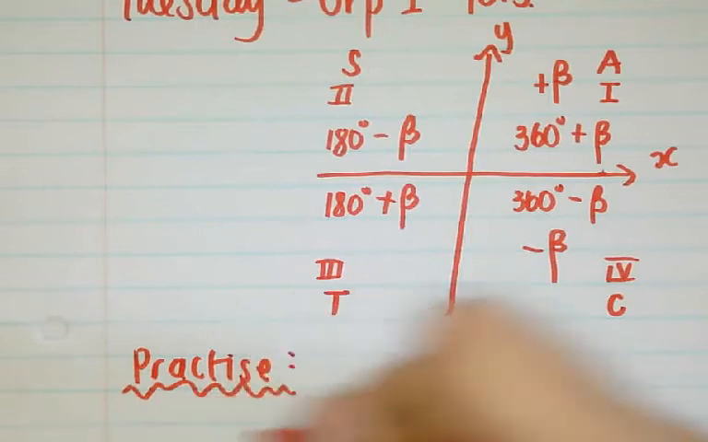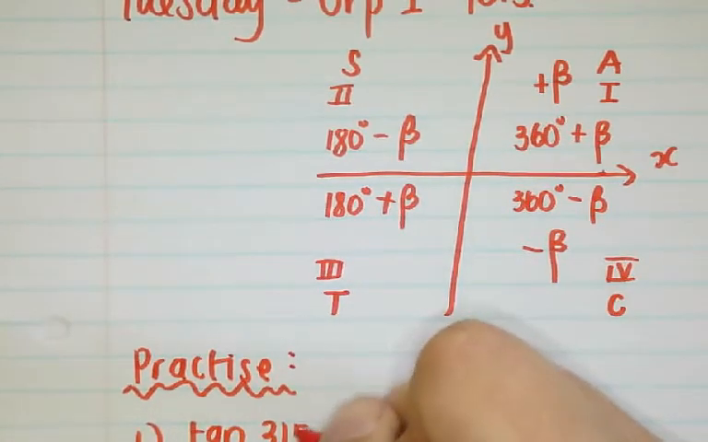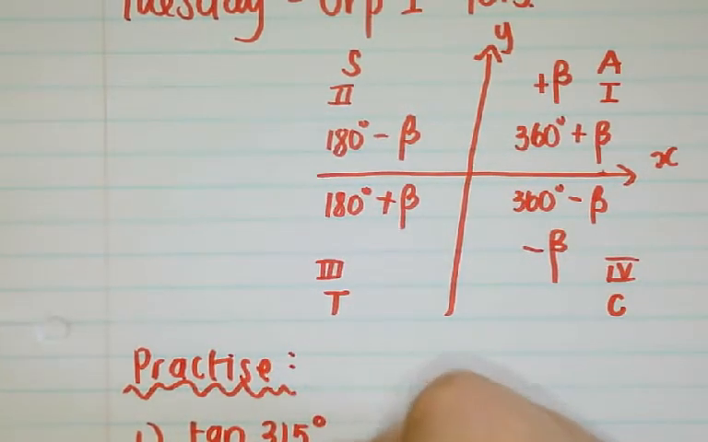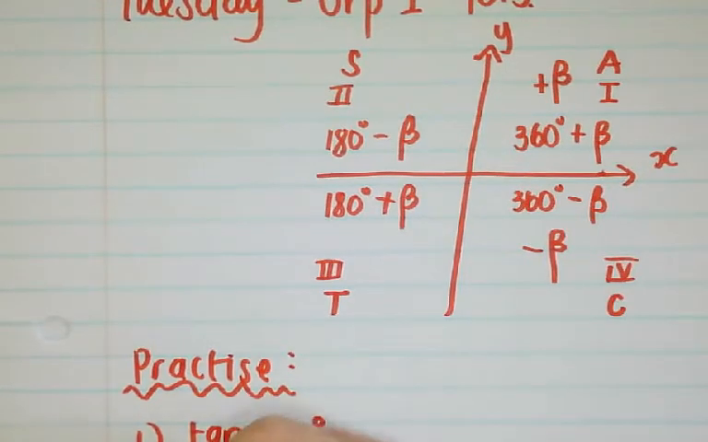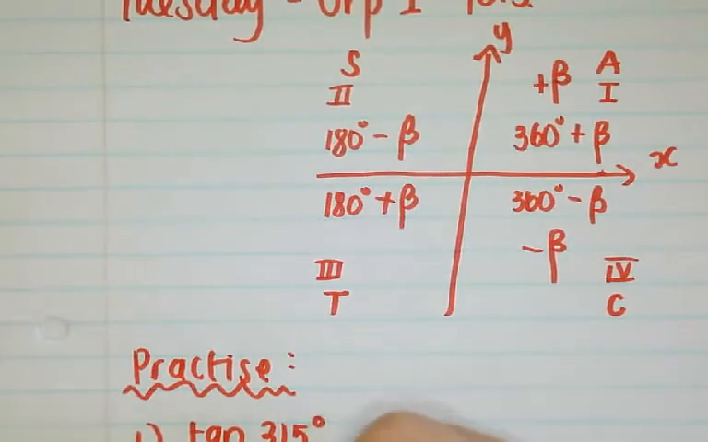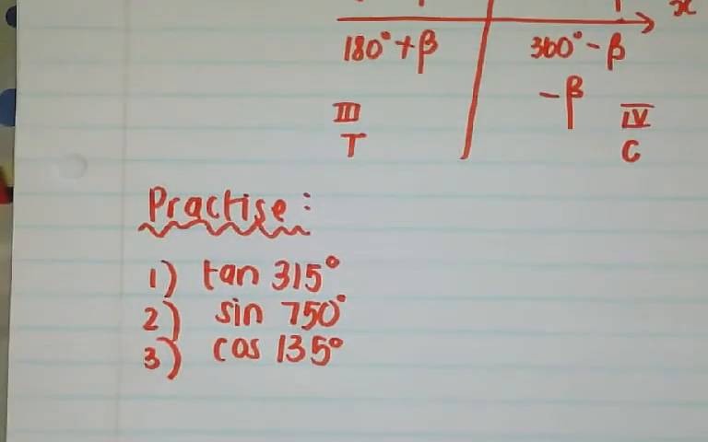Okay, number 1. Tan 315 degrees. Number 2, sine 750 degrees. Number 3, cos 135 degrees. Okay, so we're going to practice with those 3. I'm going to give you one more.